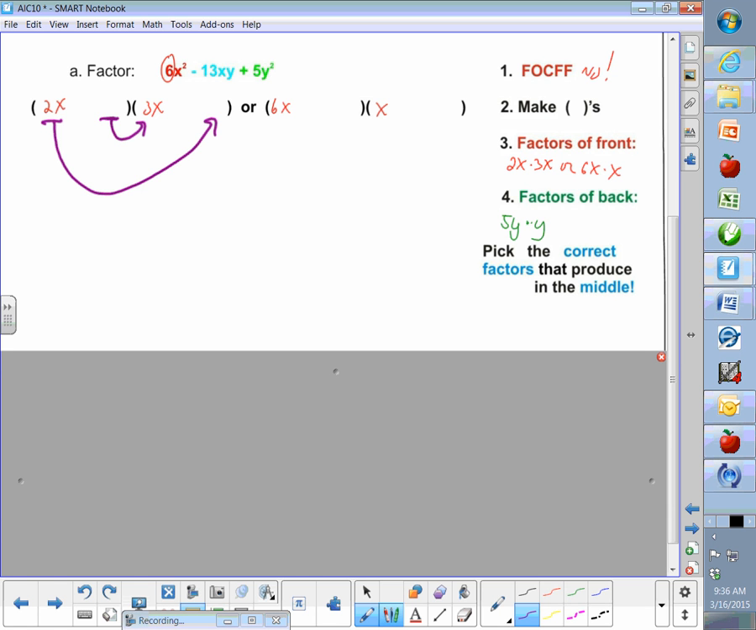All right, let me give you a minute or two. See if you can cycle through and find the correct factorization. This does factor.